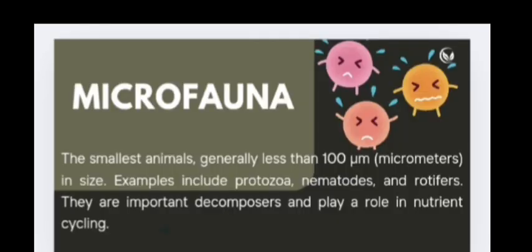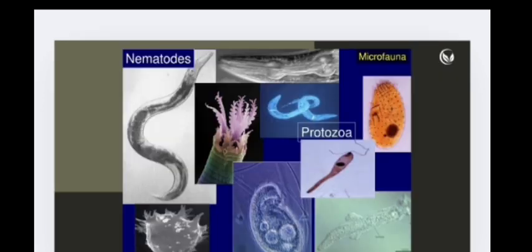The second type of soil organism is the microfauna. It is the smallest animal, generally less than 100 micrometers in size. Examples include protozoa, nematodes, and rotifers. They are important decomposers and play a role in nutrient cycling. Then here are the examples of microfauna.